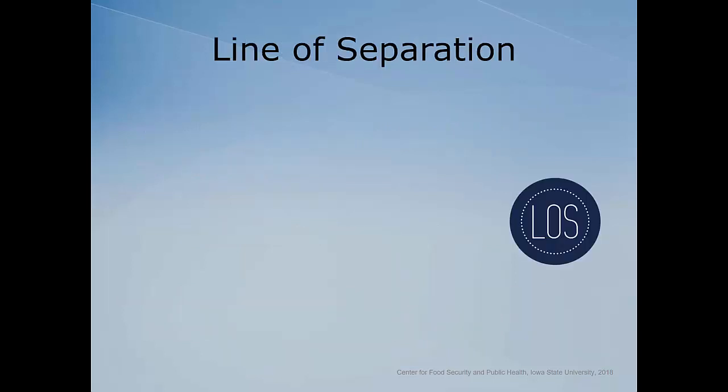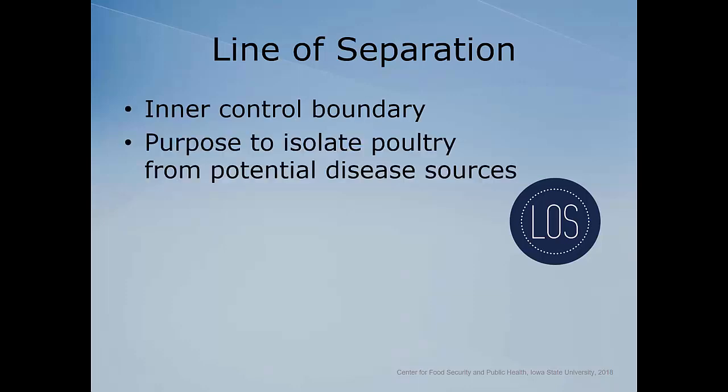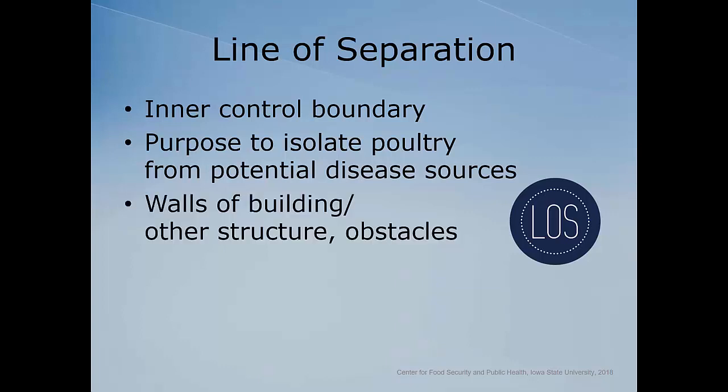The line of separation, or LOS, is the inner control boundary on the poultry site. The purpose of having an LOS on the poultry site is to isolate poultry from potential disease sources. For indoor raised poultry, the LOS is usually the walls of the building. For indoor raised poultry with access to the outdoors, the LOS may be extended from the walls of the building to include the walls of the outdoor pens or porches.